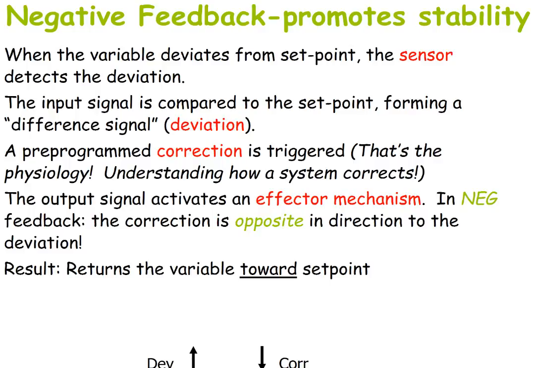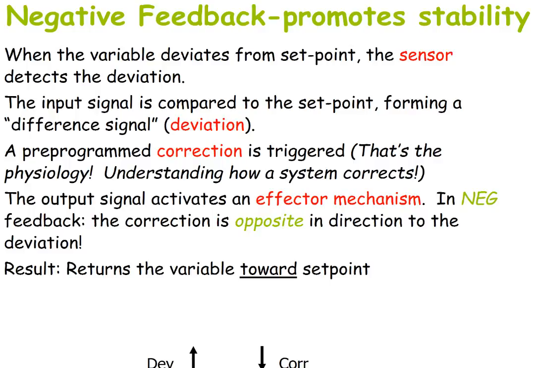Then there is a pre-programmed correction that's triggered. That's gene expression, and this is the physiology that you're here to study, how the correction occurs. This is a huge, huge undertaking to understand how a system corrects itself or tries to correct itself. Then the brain or spinal cord, the integration center, has to release an output signal. And this output signal is going to target an effector, something that can perform an action to help the body get back towards set point.